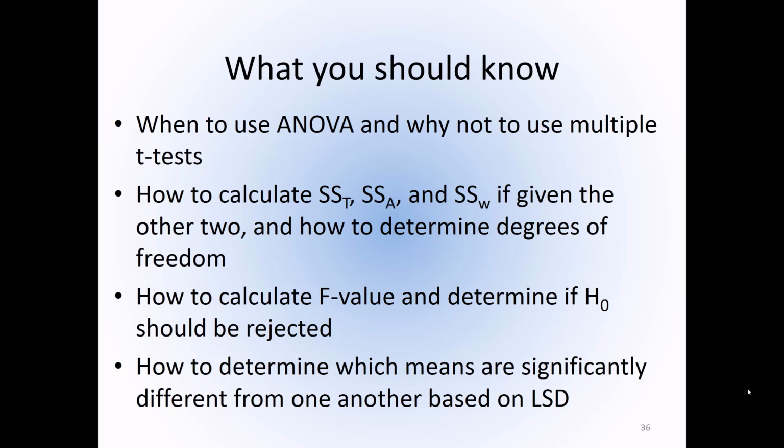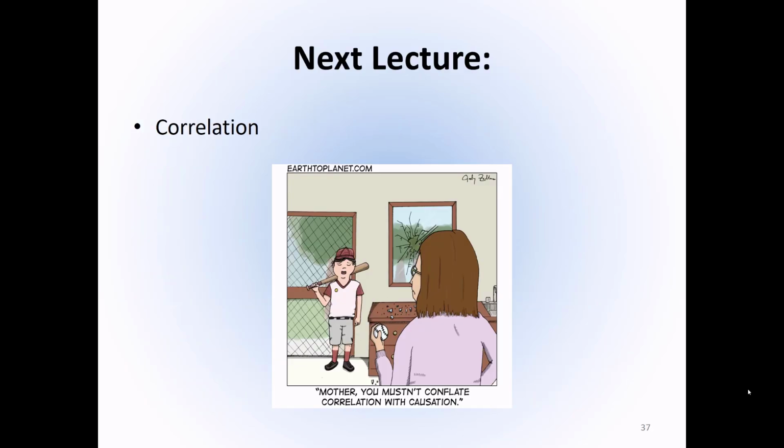So moving forward, we're going to start talking about correlation, and we're going to move from data that are in particular categories to continuous numerical variables that are compared to one another.